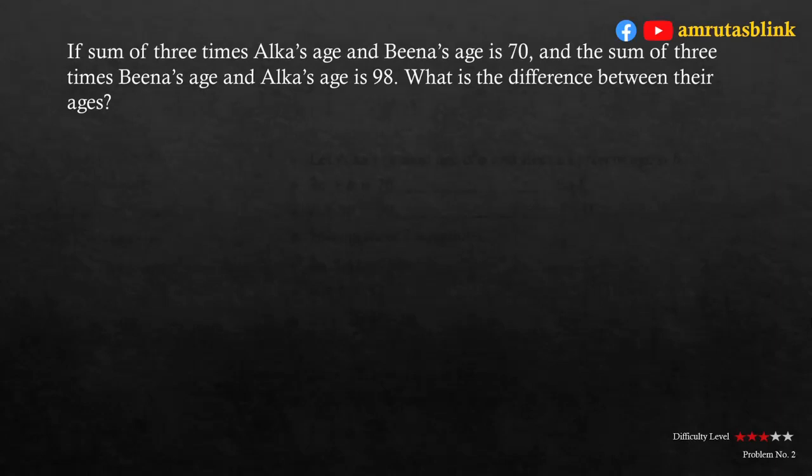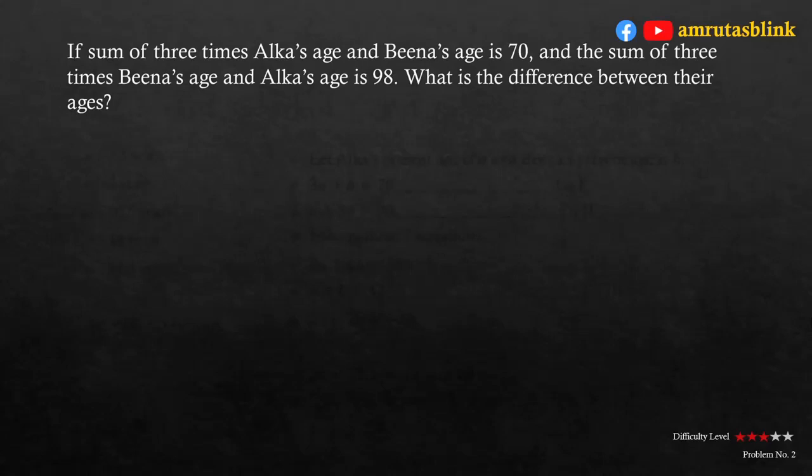We will move to problem number 2. If the sum of 3 times Alka's age and Bina's age is 70 and the sum of 3 times Bina's age and Alka's age is 98, what is the difference between their ages? Now, in this question, very simple information is given but in a bit complicated way. So, we will read the problem once again.